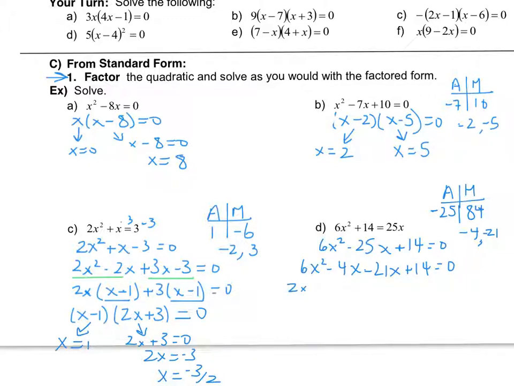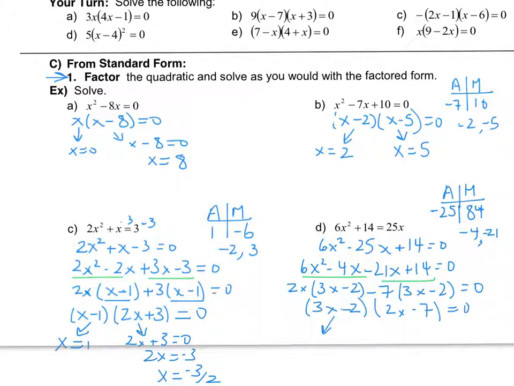2x is common for my first two. And then out of the second two, I believe I can take a minus 7. So we would have a 3x and a minus 2. And then minus 7 would have to multiply a 3x and a minus 2. So one of my factors is 3x minus 2. The other factor is 2x minus 7. And then each factor is set equal to 0 to solve for the x values that will make this equation true. So 3x equals 2.